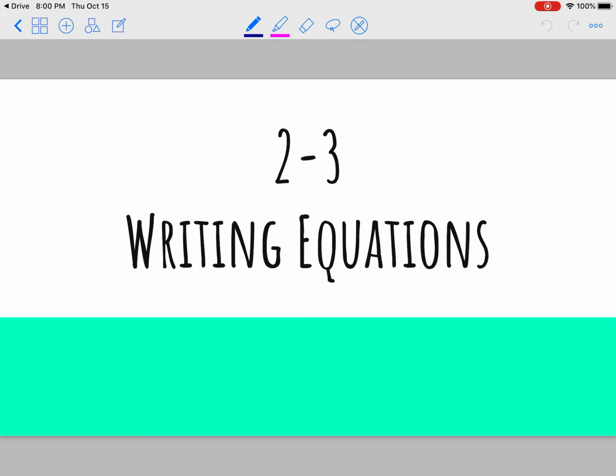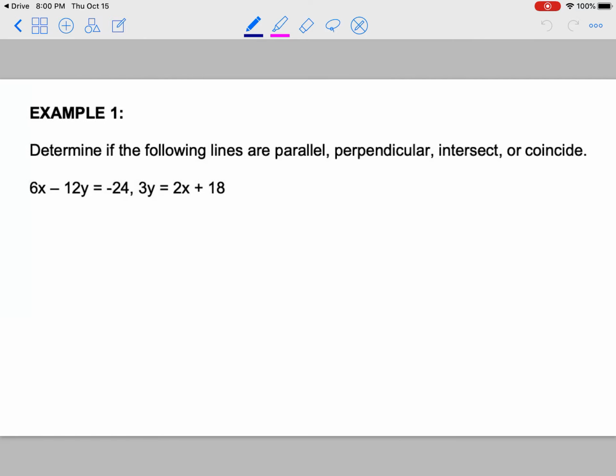Okay, so we're working on 2-3. We're working with writing equations and specifically talking about parallel and perpendicular lines. So let's just kind of break down to the basics before we start writing equations. And let's make sure that you remember the definitions of parallel and perpendicular lines in terms of slope.